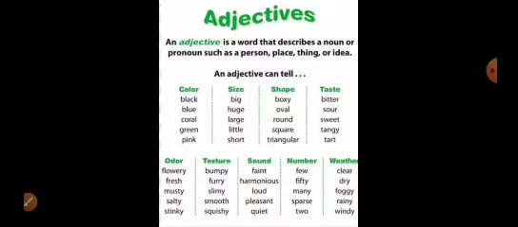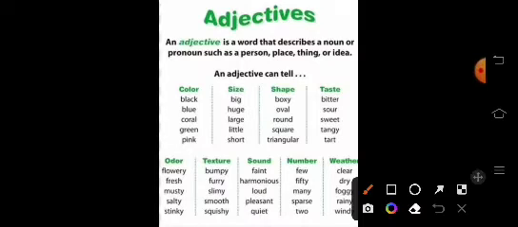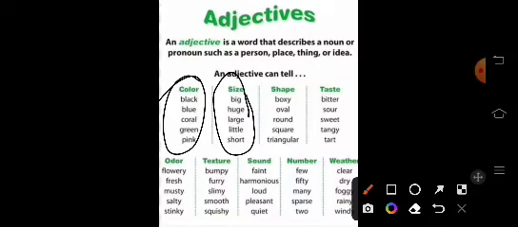For example, an adjective can tell us about the color of anything. The color is black, blue, coral, green, or pink, like a pink hairband, a green t-shirt, a blue car. So these are words that are describing the noun. Then it can tell about the size of things, like big, tall, huge, large, little, short, small, and many more.